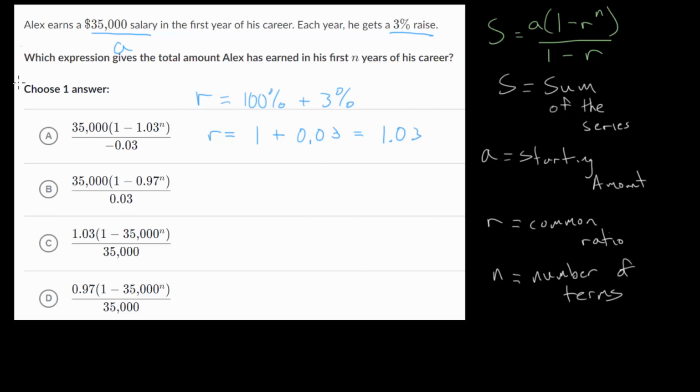And we need to come up with an expression that gives the total amount Alex has earned in his first n years of his career. So it looks like the number of terms in our series in this case is just going to be n. So if we want to write out what the series looks like, this sum here, Alex starts with 35,000, and the next year he'll take that original starting amount and get a 3% raise.